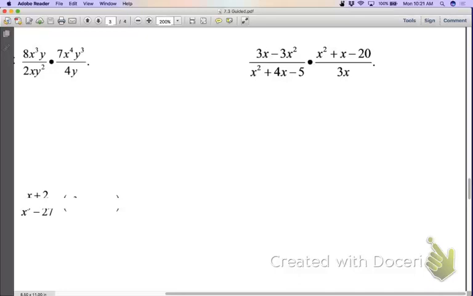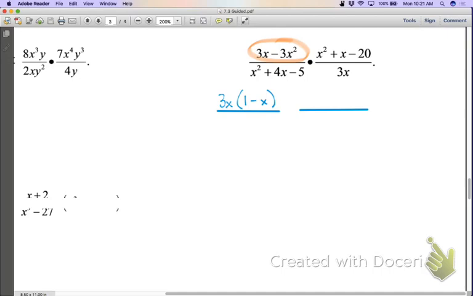So what can I factor? If I have 3x minus 3x squared, what can I factor out of that? X, what else? A 3. So I can factor out a 3x, and I can have x, or no, I can have 1 minus x. Is everybody good with how I did it there?